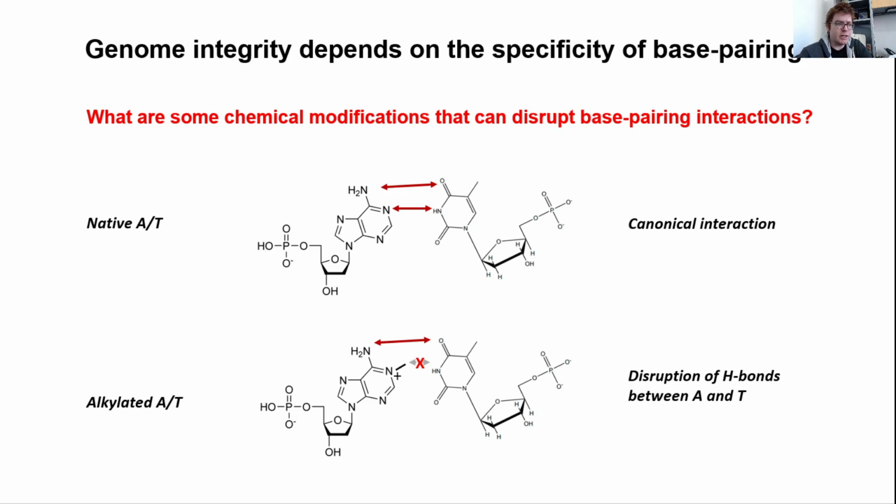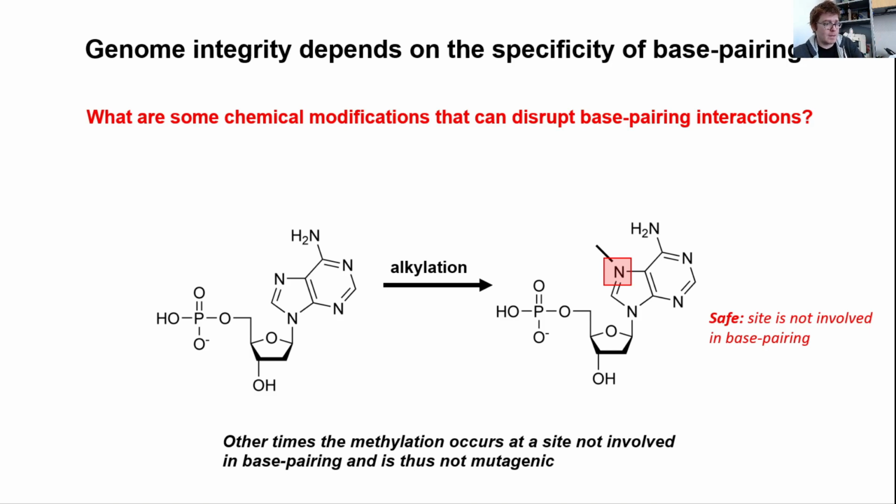And so if the alkylation of our nucleobase occurs at a position involved in canonical base pairing interactions, then there's a really good chance that it's going to disrupt the ability to form those hydrogen bonds and thus disrupt the base pairing. However, there are other times in which the methylation occurs at a site that's not involved in base pairing. And in fact, in the previous lecture, we talked about methylation of adenine in mismatch repair. And those modifications occur at places that don't affect the ability of the base to form base pairing interactions.